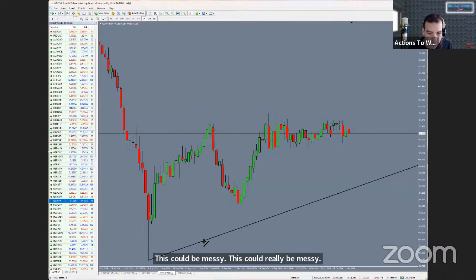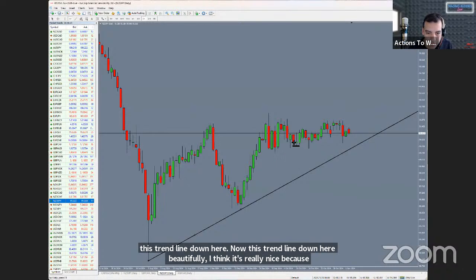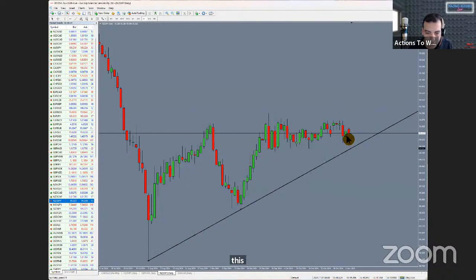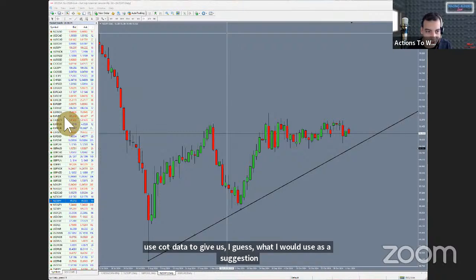But the Kiwi yen. So what we can see here is this trend line down here. Now, this trend line I think is really nice, because it really meets with this horizontal level of support, which suggests that we get a breakdown along here. And this is where we use COT data to give us what I would use as a suggestion. The COT data is suggesting we should be going short Kiwi yen.